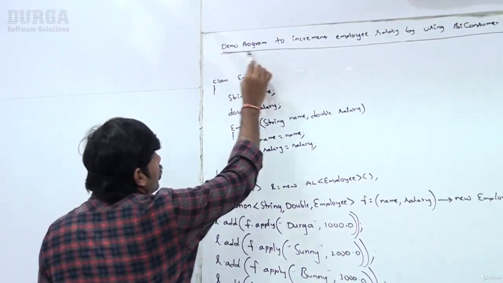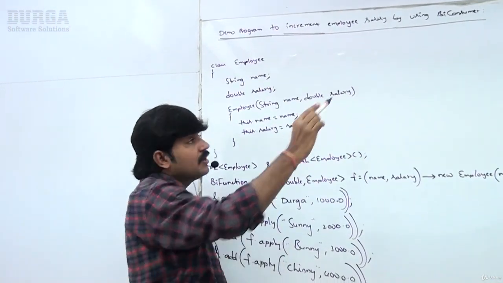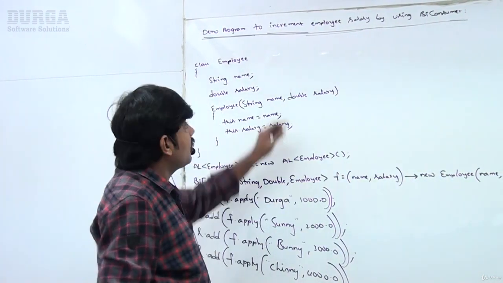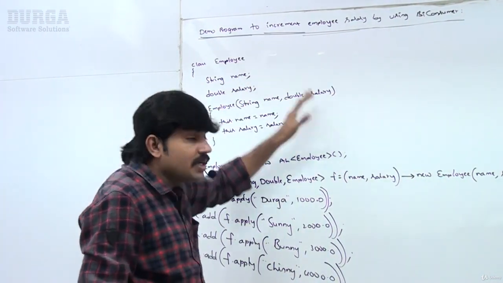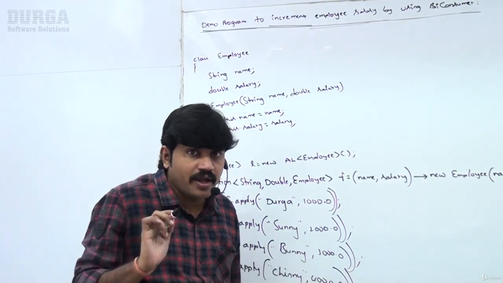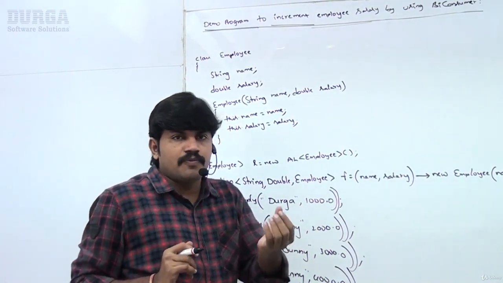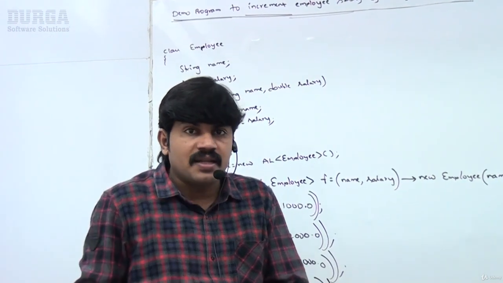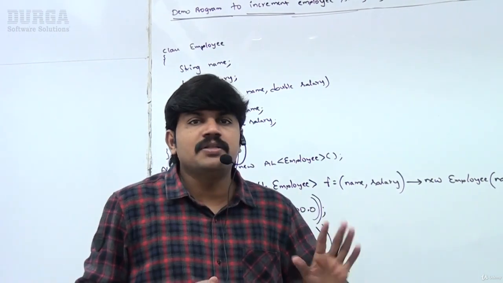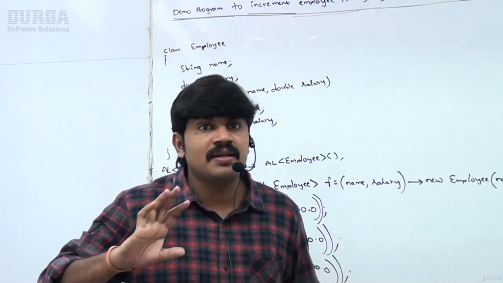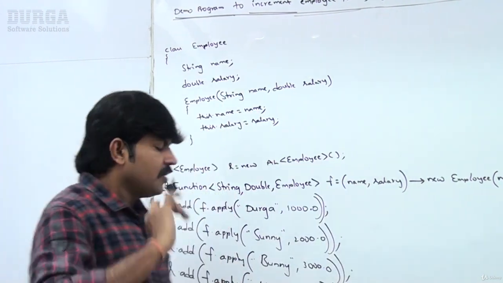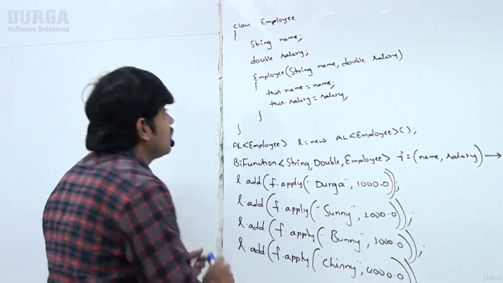Demo program to increment employee salary by using BiConsumer. Sir, by using BiConsumer I want to increment employee salary. Okay, how much is the salary? Sir, if I provide an employee object and an incremental salary, now my BiConsumer is responsible to increment that salary. Are you getting how you are able to do it? Just let me explain, sir. Have a look once very carefully.